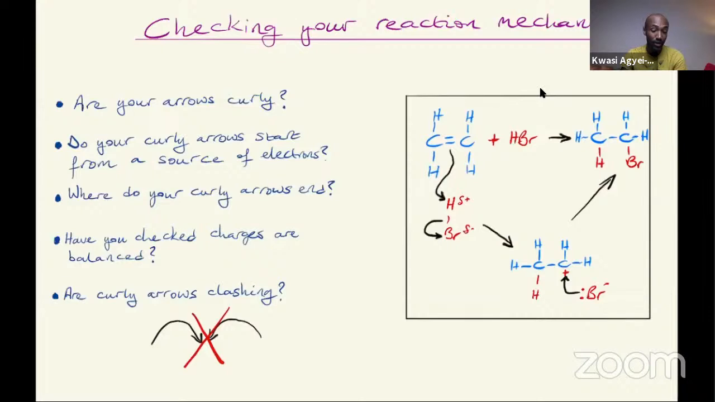Do your curly arrows start from a source of electrons? Here's my first curly arrow starting from the pi electrons in our double bond. Here's my second curly arrow starting from the middle of the HBr bond, so showing the HBr bond breaking. Here's my third curly arrow starting from the lone pair of my bromide ion and attacking the carbon of our carbon cation, the carbon with a plus charge, and as a result forming this C-Br bond. So all of my curly arrows start from a source of electrons. None of my curly arrows are starting from a positive ion, or from a neutral atom.